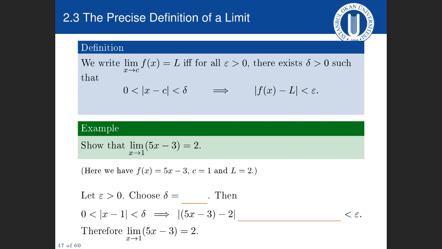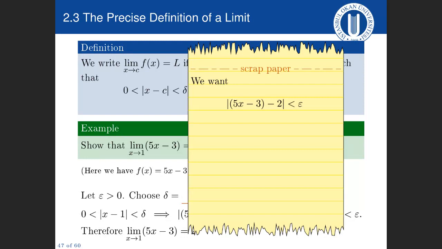So all we need to do is to fill in these two blanks. And for that, we need some scrap paper. I'm going to start with what we want, the conclusion. The absolute value of f of x minus L is less than epsilon. For this example, f of x is 5x minus 3 and capital L is 2. So I have absolute value of 5x minus 3 minus 2 is less than epsilon.